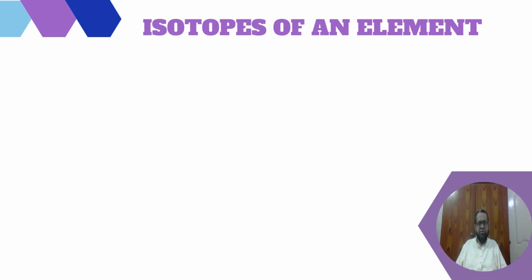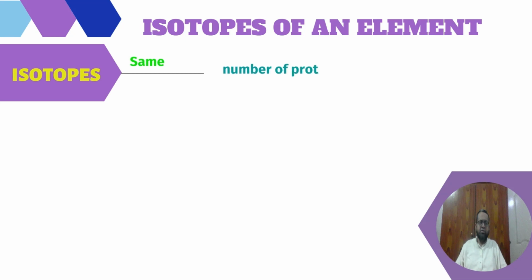Now we will discuss similarities and differences among the isotopes of an element. All the isotopes of an element have the same number of protons. If the number of protons is the same, then definitely they have the same atomic number, because the number of protons is called the atomic number.